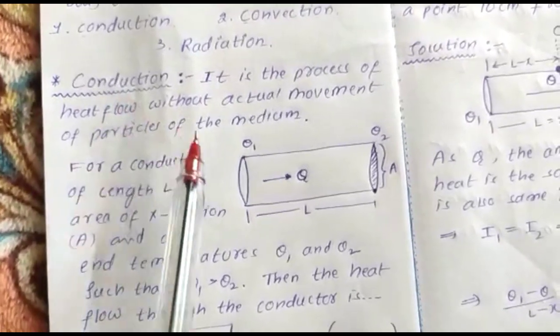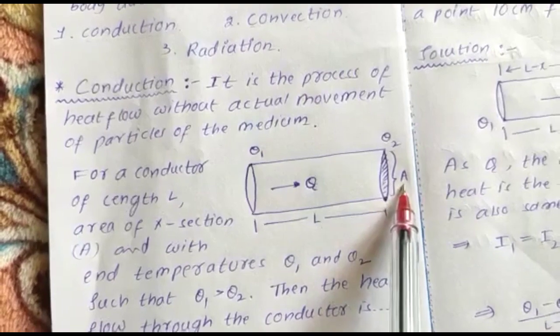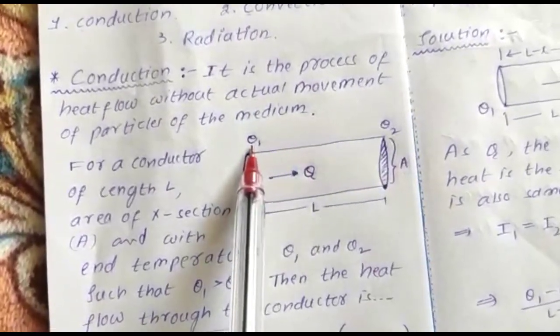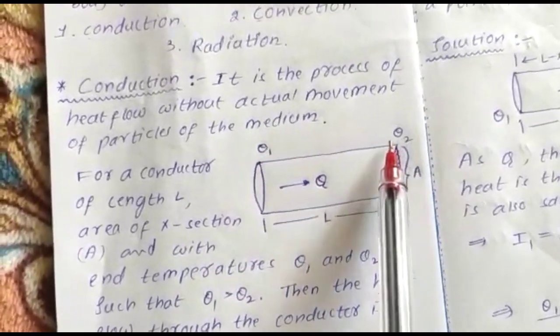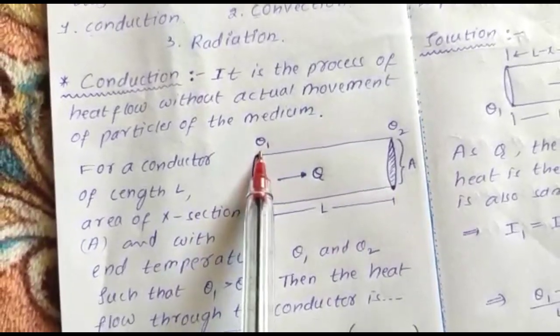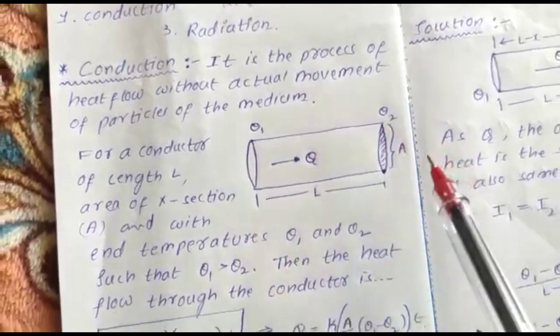For this purpose, let us imagine one conductor of length L and area of cross section A, maintained at different temperatures at its ends. The first end temperature is θ1 and the second end temperature is θ2, such that the temperature at the first end θ1 is greater than the temperature at the second end θ2.